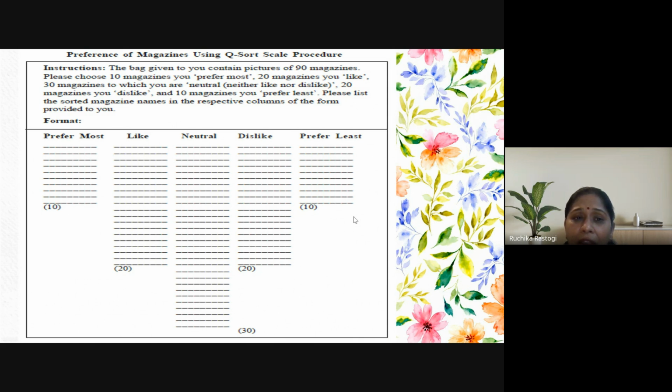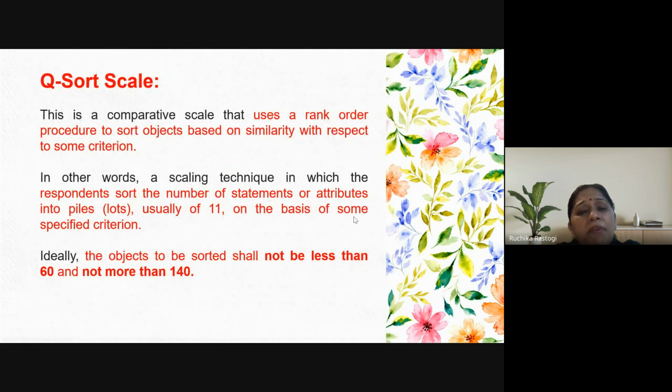If you are able to see this, some words are being used with numbers. If you see, prefer most bags the marks of 10, like bags 20, neutral 30, dislike 20, and prefer least 10. Now this kind of method can be compared with the Likert scale. But what is the difference between the Q-sort scale and Likert? There is a very big difference.